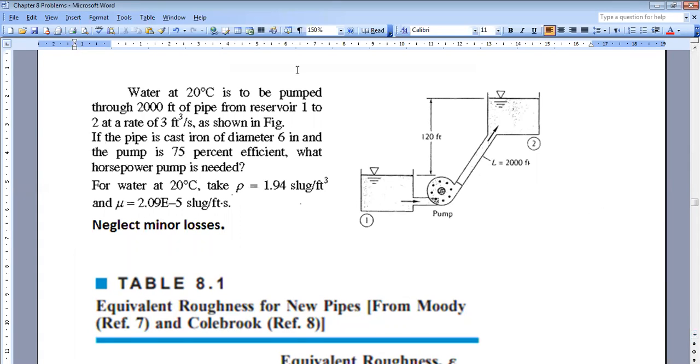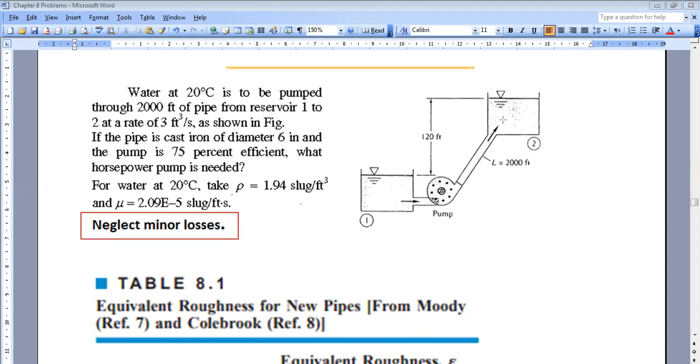Okay, so please pay attention. If they tell you to neglect minor losses, you don't account for them. If they don't tell you to neglect minor losses, you should always look at your figure and try to see if you have minor losses. So here, if they didn't say the sentence, we would have minor losses here, and we would have minor losses here, and we can find them as we did in the previous problem. But here, since the given says neglect minor losses, we will only account for major losses.